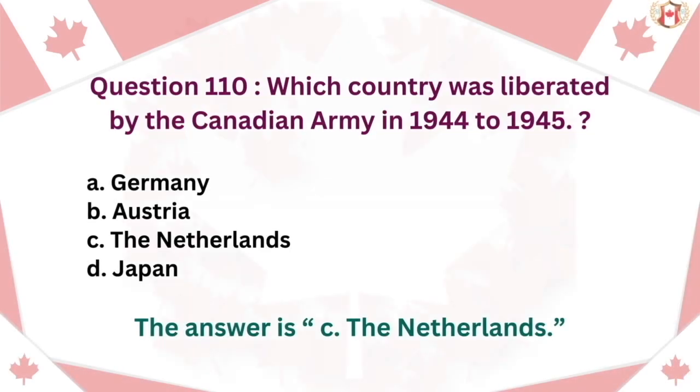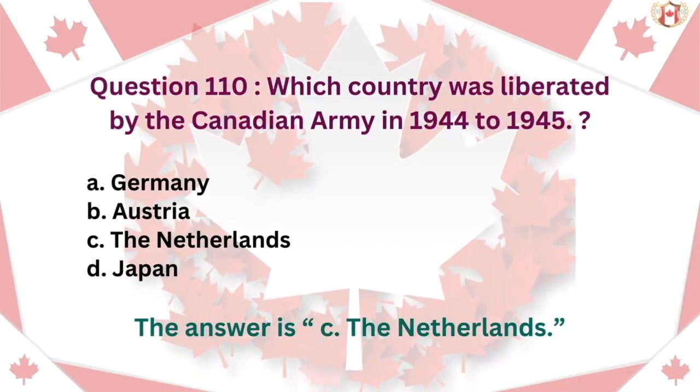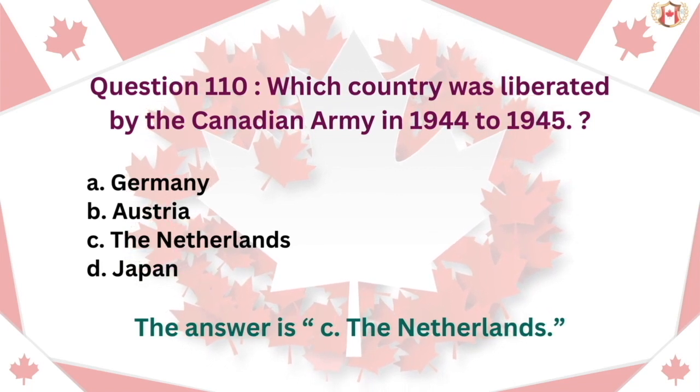Question 110. Which country was liberated by the Canadian Army in 1944 to 1945? A. Germany. B. Austria. C. The Netherlands. D. Japan. The answer is C. The Netherlands.